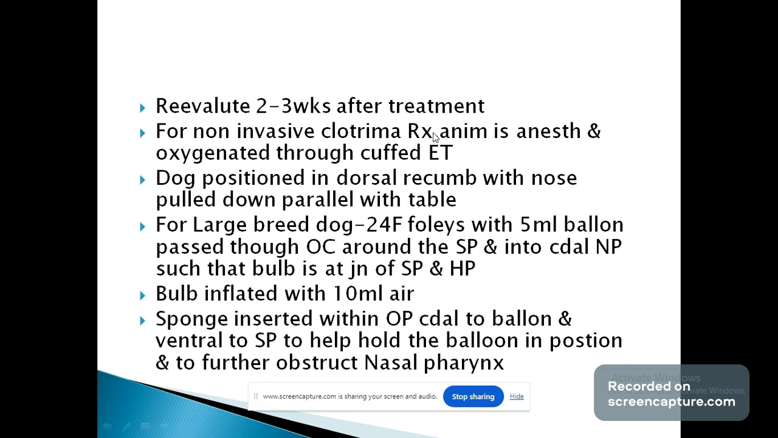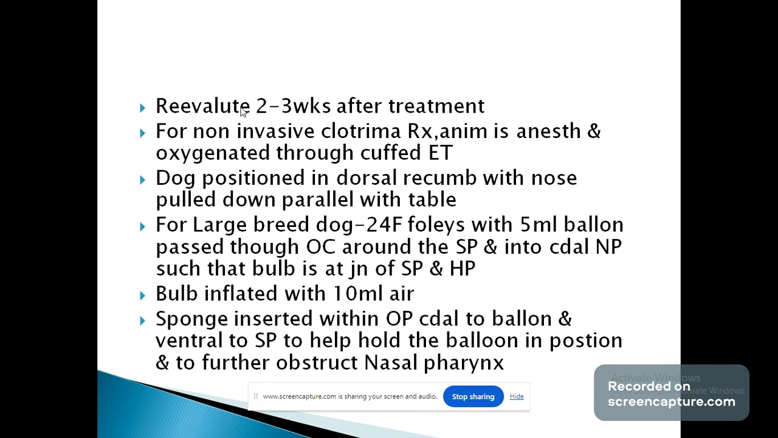The animal is anesthetized and an endotracheal tube is passed. Sorry, dog positioned. So what will you do? You position a dog in dorsal recumbency with the nose pulled down parallel with the table, and you pass a Foley catheter through the oral cavity around the soft palate and into the caudal nasopharynx, right? Such that the bulb is at the junction of hard and soft palate.